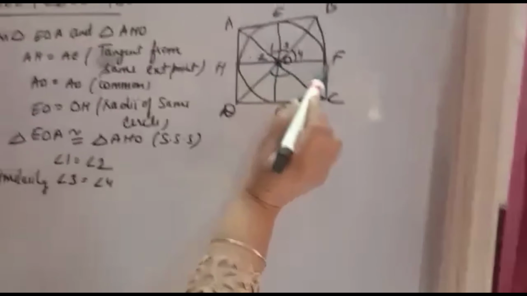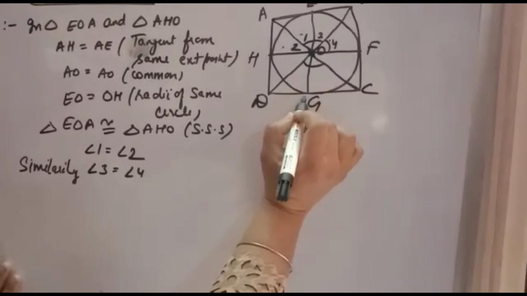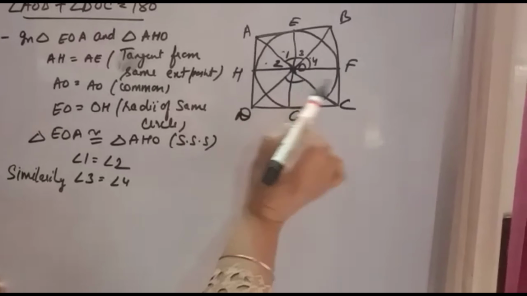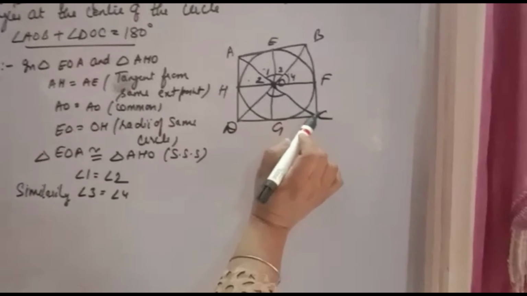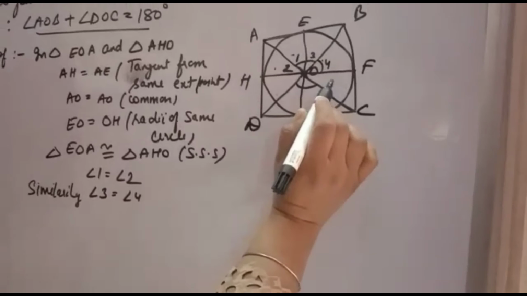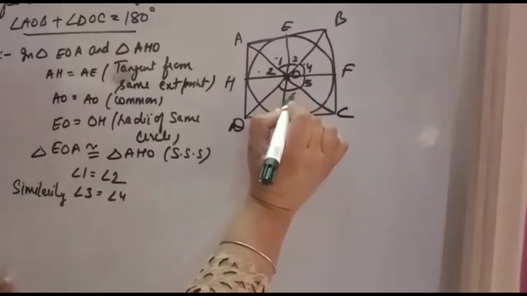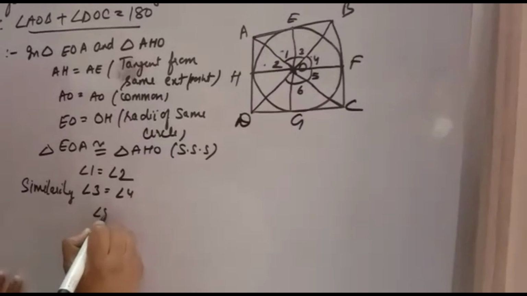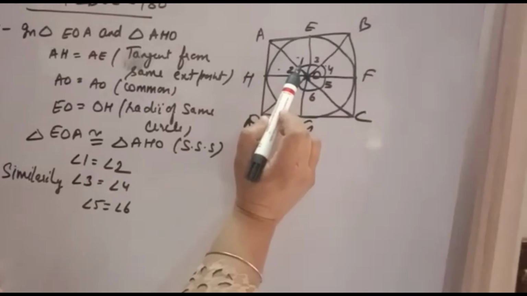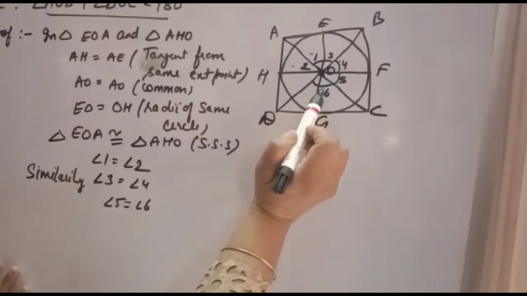Then again, triangle OFC is congruent to triangle OCG. Same reason. OF is equal to OG, radii of the same circle. OC is common in both, so OC equals OC. And then CF is equal to CG because they are tangents from the same exterior point. So these two triangles are congruent. So if this angle is 5, this is 6, you can say angle 5 is equal to angle 6. So angle 1 equals angle 2, angle 3 equals angle 4, angle 5 equals angle 6.